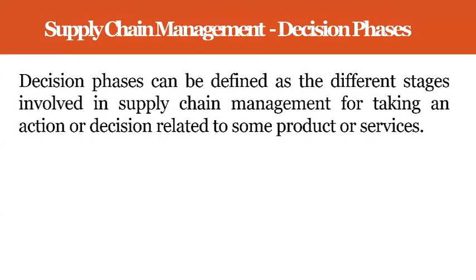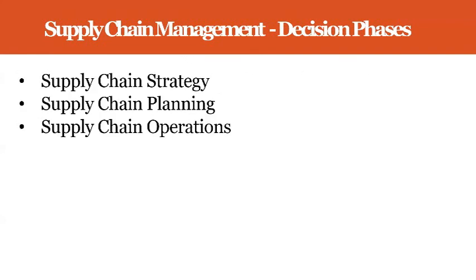Okay, so let's now proceed with the decision phase of supply chain management. So decision phases can be defined as the different stages involved in the supply chain management for taking an action or decision related to some products or services. So we have three phases. We have the supply chain strategy. So in this phase, the decision is taken by the management mostly. So the decision to be made considers long-term prediction and involves the price of goods that are very expensive if it goes wrong.